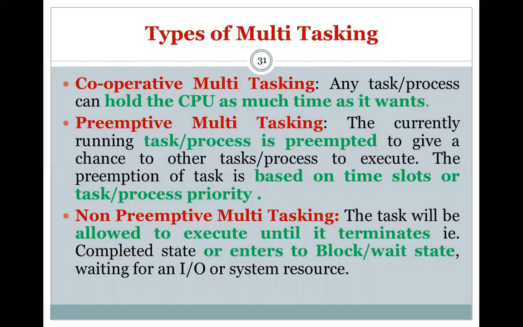Preemptive multitasking. The currently running task is preempted to give a chance to another task or process to execute. In this case, the preemption takes place with priority. The preemption of a task is based on time slots or task process priorities. Non-preemptive multitasking. The task will be allowed to execute until it terminates, that is, reaches the completed state, or enters the block or wait state, waiting for an IO or system resource.